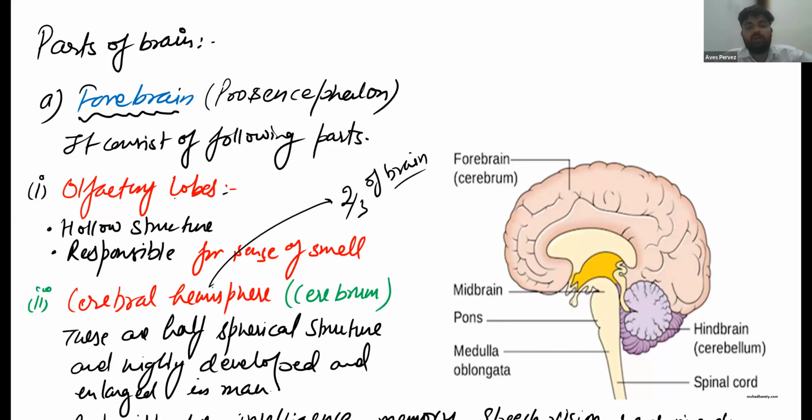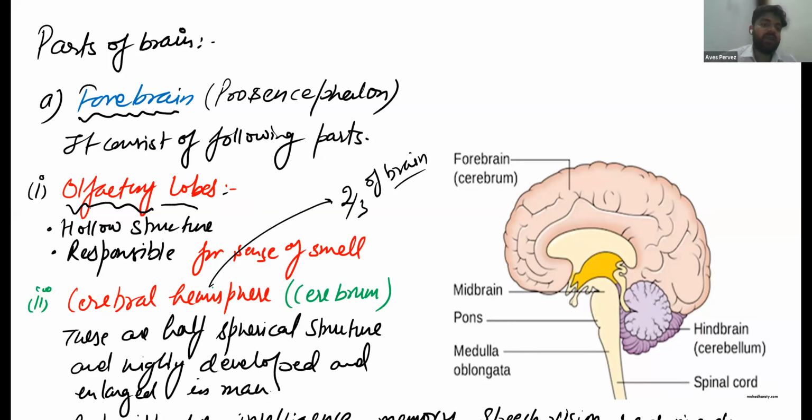The first part is called olfactory lobes. It is a hollow structure responsible for the sense of smell. You have seen olfactory indicators that can help us predict whether a substance is acidic or basic by changing the smell, like vanilla essence, which we have studied. Acid, base and salt, so olfactory indicators work like this. Olfactory lobes simply mean that these are responsible for the sense of smell.